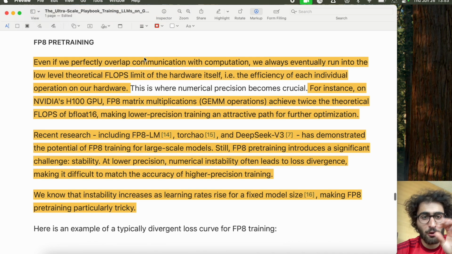And even if we perfectly overlap communication with computation, we always eventually run into the low-level theoretical flop limit of hardware itself, which is to say the efficiency of each individual operation on our hardware. And this is where numerical precision is very important. For instance, on an H100 GPU, FP8 GEMM operations, which is general matrix multiplication, are twice as fast as the theoretical floating point operations per second of bfloat16, making lower precision training an attractive path for further optimization. Which is to say, even if we had the theoretically fastest floating point operations per second on bfloat16, it would still be twice as slow as what we can get with FP8 practically.